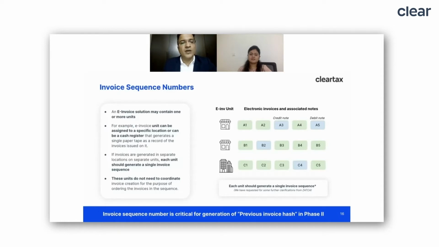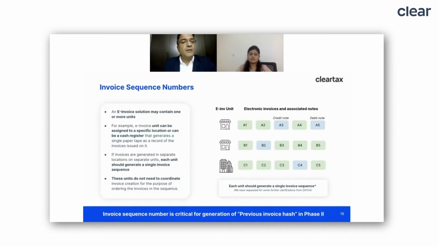Now let's understand what it means. In a generic sense, we understand the invoice number, that is a general invoice number, right? But when there is a matter of sequence in it, we need to understand that each and every invoice which is getting generated from your e-invoice solution unit, either POS or a backend ERP, has to be sequentially generated.